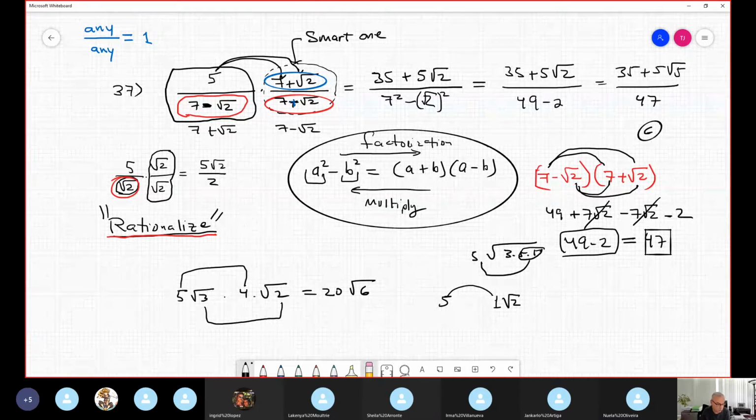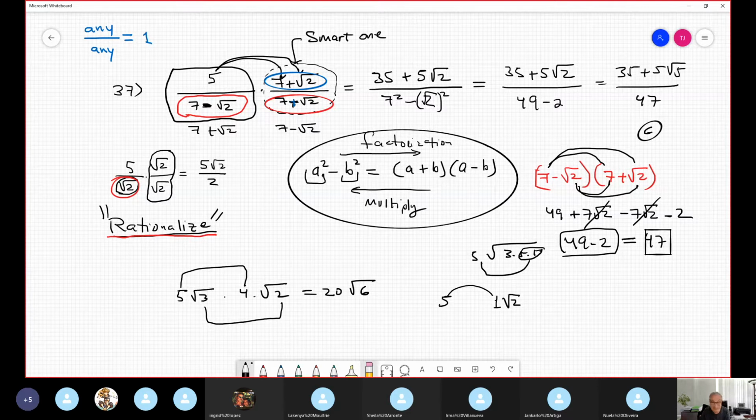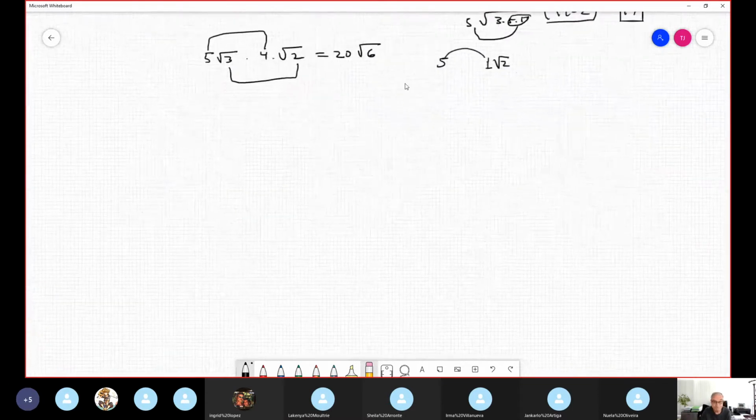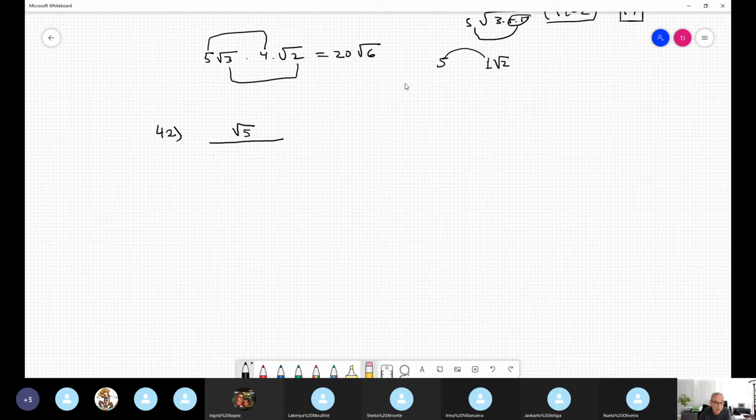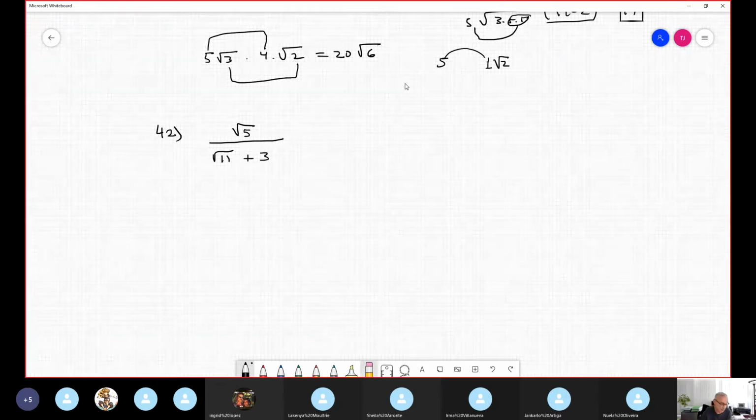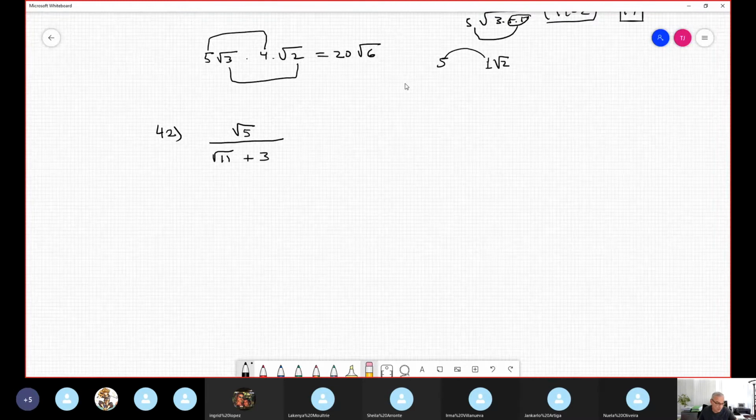We practice. I propose you. I don't know why I skipped this. Let's do 42, 43, and 44, which are similar to the 37. And then we go over again to the 38, 39, and 40, and 41. So let's do 42 now. 42 is exactly the same: rationalize the denominator. Radical 5 over radical 11 minus 3. Rationalize the denominator. Assume that all the variables represent positive real numbers and the denominator is not 0.